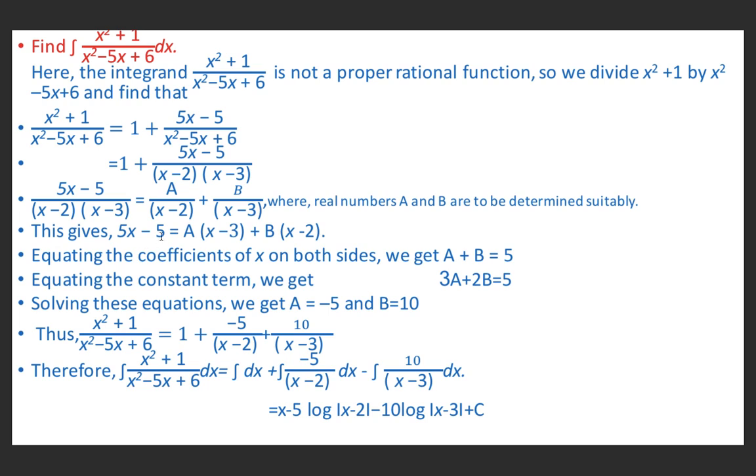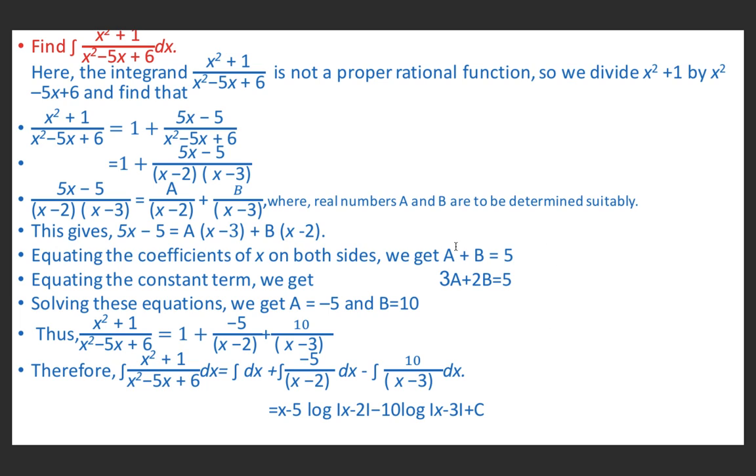Now the constant term. Here the constant term is minus 5. Here the constant term is minus 3 into a, minus 3a. Here the constant term is minus 2 into b, minus 2b. So everywhere we have a minus sign, so we can write it as 3a plus 2b equal to 5. So these are the two equations which we obtained on equating the coefficient of x and equating the constant terms on both sides of this equation.